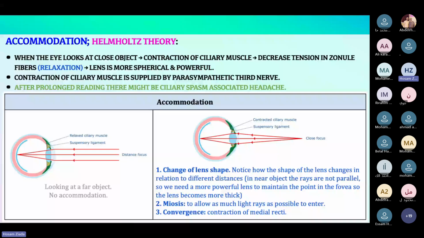Look at change of the lens shape and miosis. Miosis also helps in the process of accommodation. Why? Because miosis will limit the divergent rays from entering the eye and will allow the parallel rays in the center to enter the eye to help form a sharp focus on the retina.